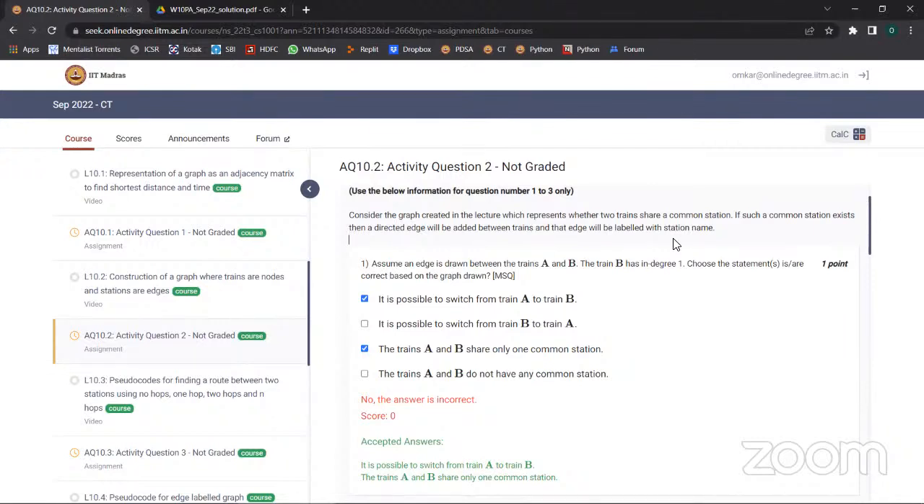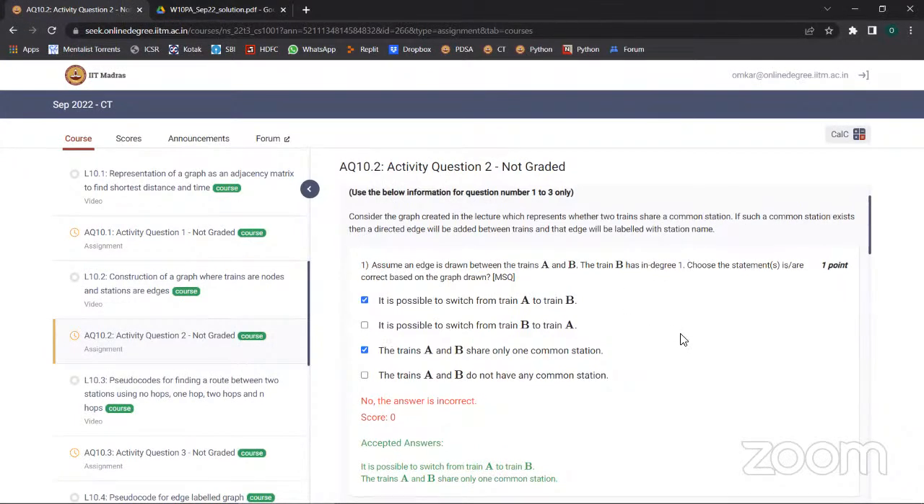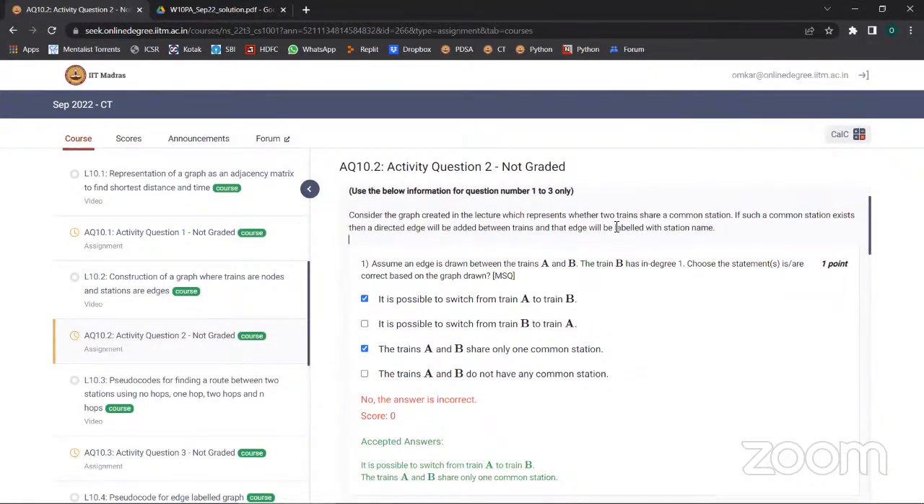No. If it's a common station, it is possible to switch from train A to train B. Yeah. It is possible to have multiple common stations. That's not a problem. No, sir. In lecture, this type of case was not taken. Okay. Here it is already given in the information. Use the below information for question number 1 to 3. Correct. And there it is saying that two trains share a common station. So if there is a common station, then you can switch from one train to the other.